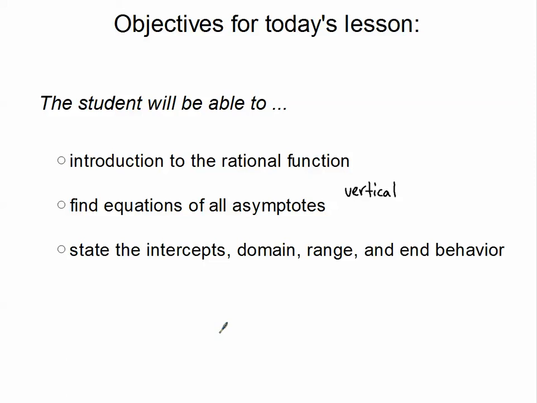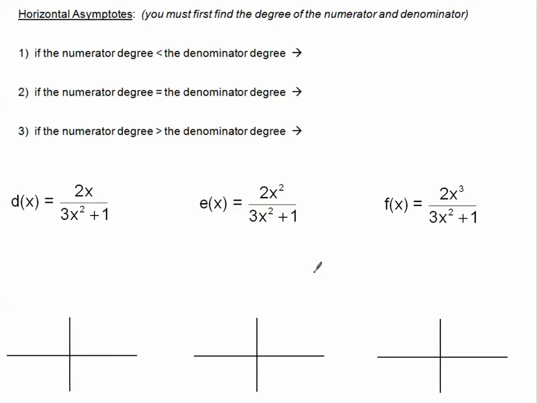In this next tutorial, we will be finding the equations, this time of our horizontal asymptotes, and continuing to talk about intercepts, domain, and range. So let's flip over to this page of our notes.